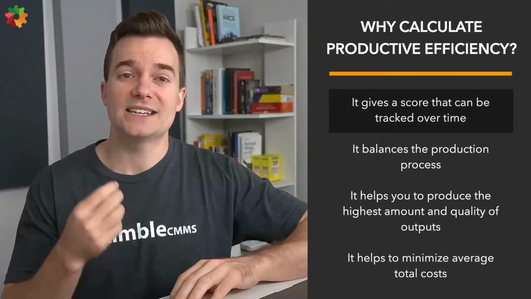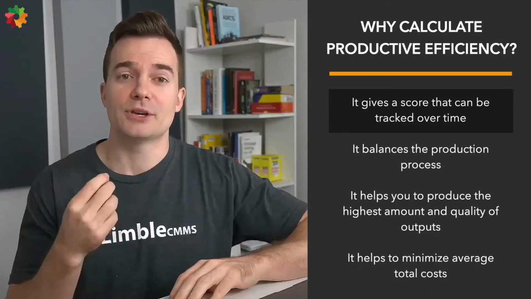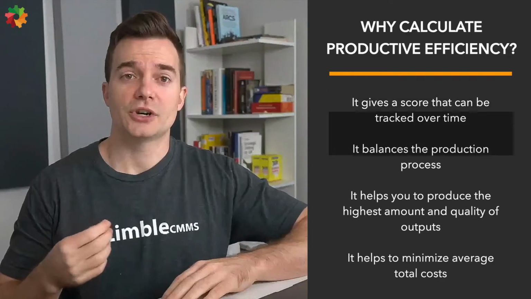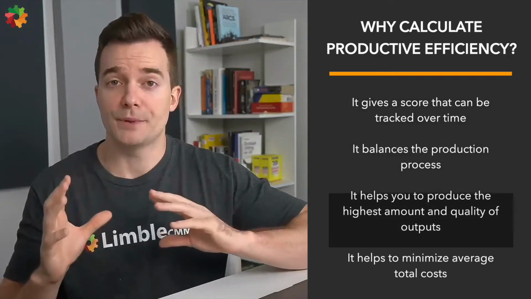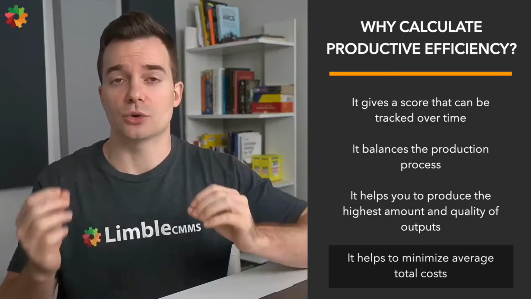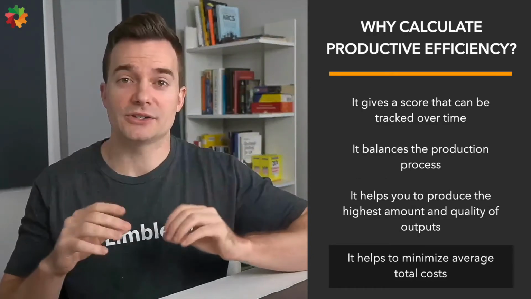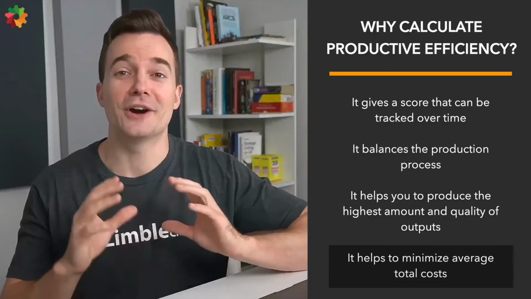Now let's take a more specific look at why organizations calculate productive efficiency. Calculating PE gives teams an easy to understand number or score that can be tracked over time. This calculation also helps to balance the production process, produces the highest amount and quality of outputs, and minimizes average total costs. If that doesn't tick the boxes on your buzzword bingo card, I don't know what will.